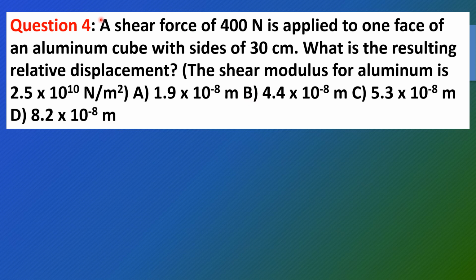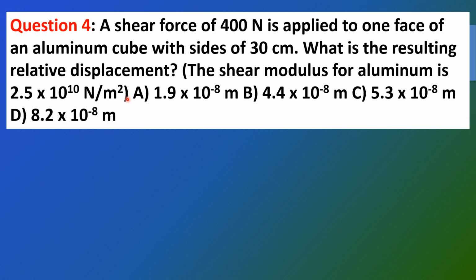Question number 4. A shear force of 400 Newton is applied to one face of an aluminum cube with sides of 30 centimeters. What is the resulting relative displacement? The shear modulus for aluminum is given as 2.5 times 10 to the 10th power Newton per meter squared.